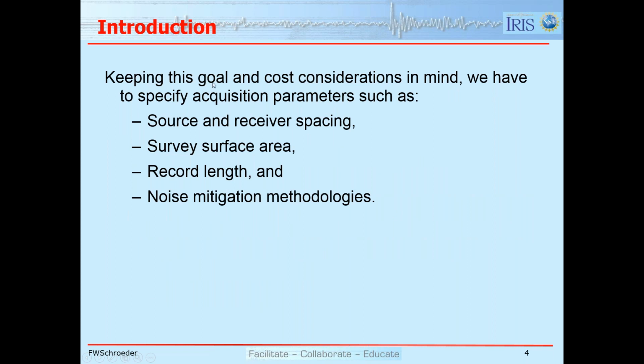So, keeping this goal of getting good images and worrying about costs, we have to specify a series of acquisition parameters, some of which are the type of source and its source characteristics, the receivers, and how far we space the sources and receivers. We need to worry about the surface area we need to acquire the data from, the record length, meaning how many seconds of two-way travel time information we are going to gather, and methods that we can use in acquisition to try to mitigate noise.